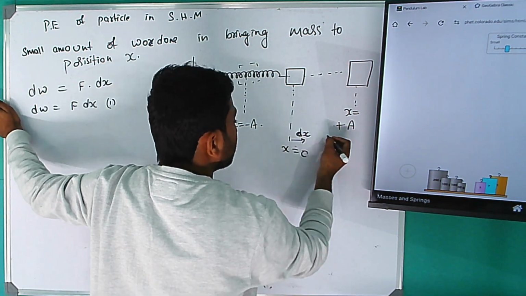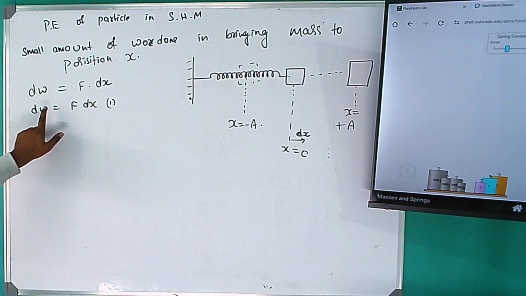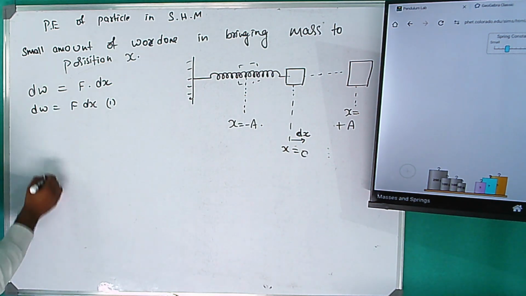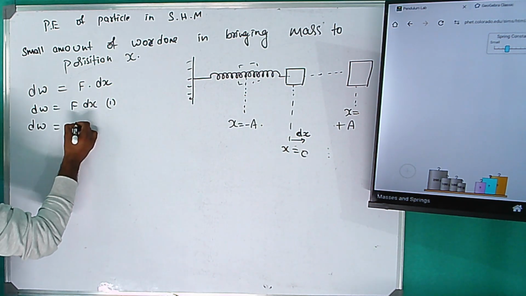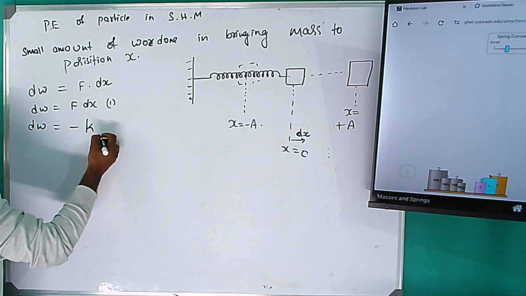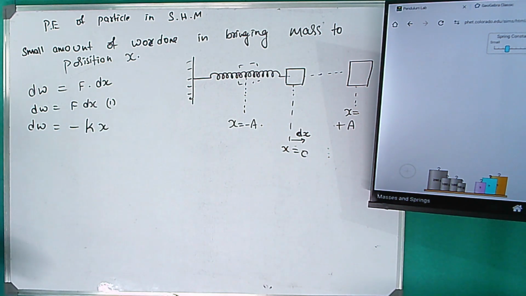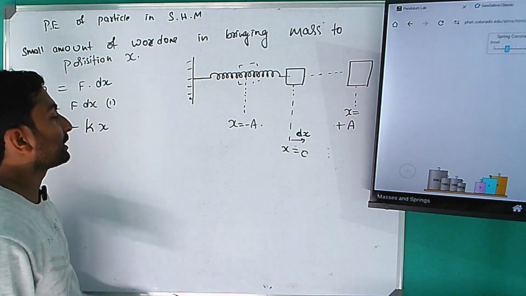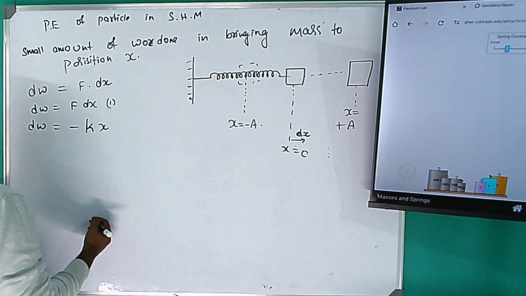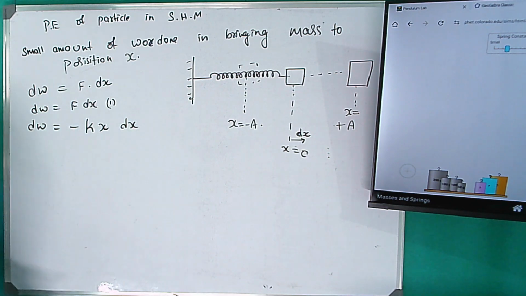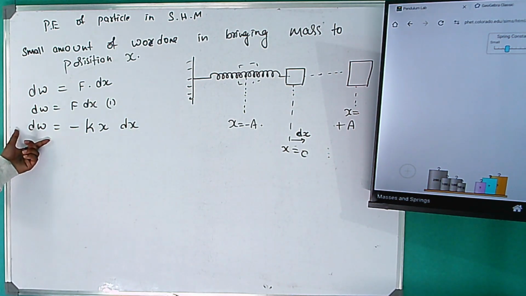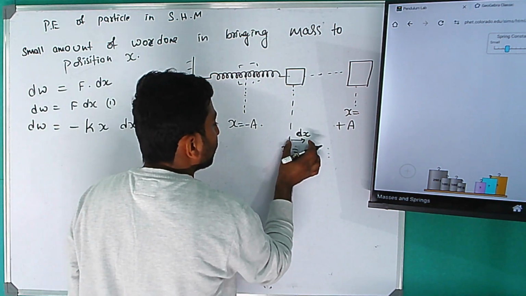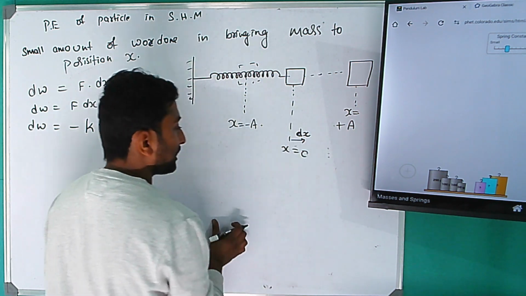So if I give a small displacement, this much work is done. Right? What is force? F is equals to minus k x. We have already seen from a spring mass system. The force equation is given by F is equals to minus kx into dx. This is a small amount of work done by moving a particle through a small displacement.